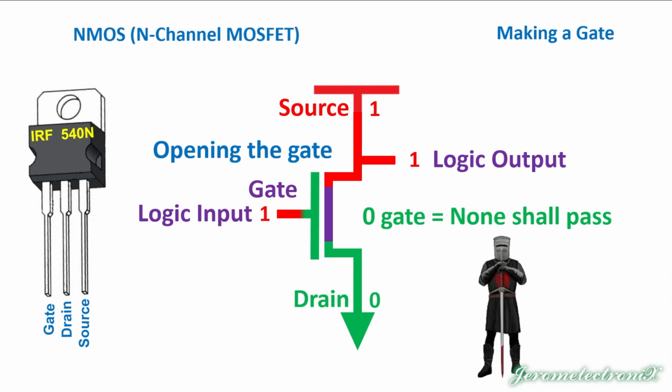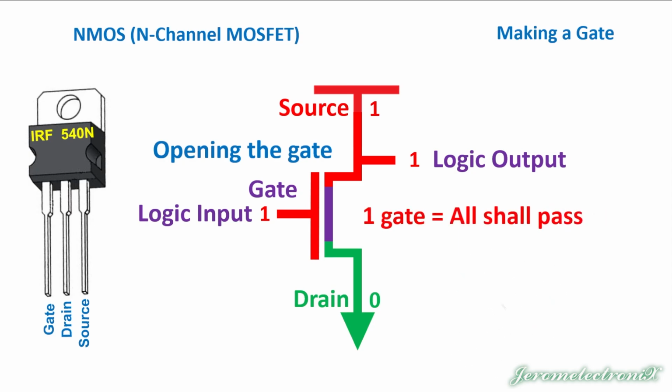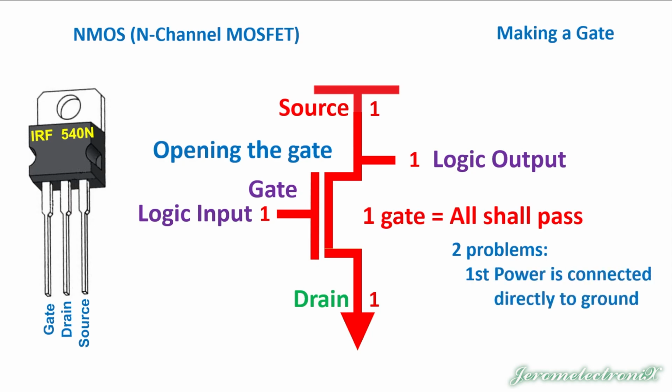I'm going to open the gate and put a 1 in. The 1 enables the flow in the bridge between the source and the drain. And that allows the voltage to pass, right? And so the drain becomes a binary 1. But there's two problems with this type of a gate. The first problem is that we're connecting power directly to the ground. That is a problem. In fact, that's always a problem.